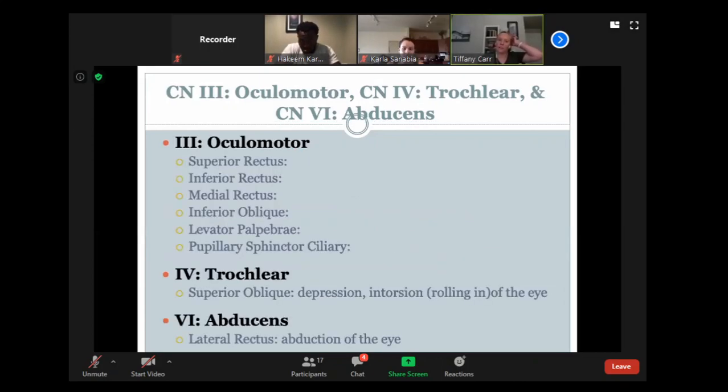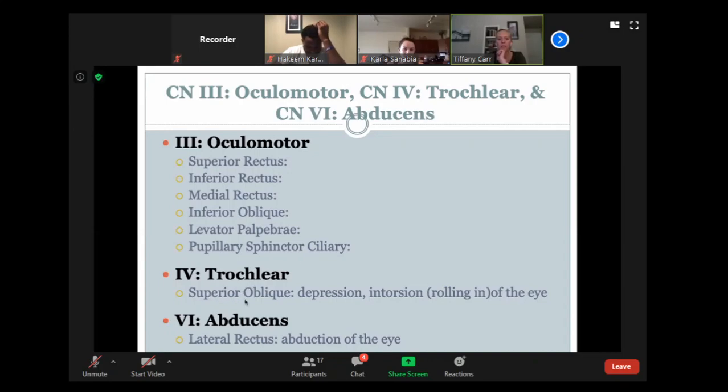And so we have oculomotor doing the superior rectus, inferior rectus, medial rectus, inferior oblique, levator palpebrae, and pupillary sphincter and ciliary. So these two, this is going to be lifting the eyelid, and this is going to be constriction. So this is going to be the parasympathetic aspect of it, and that's going to cause a constriction. And these 4 here actually move the eyeball.